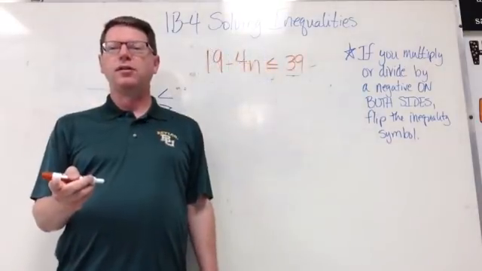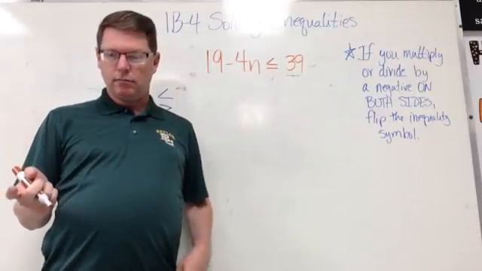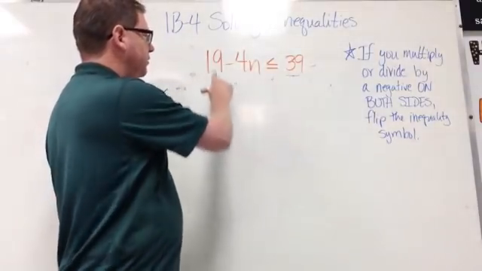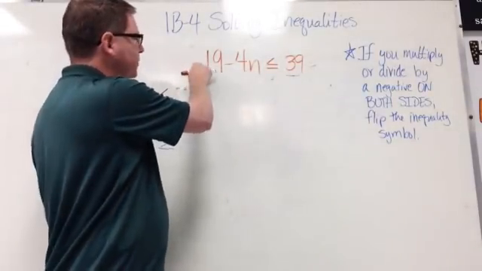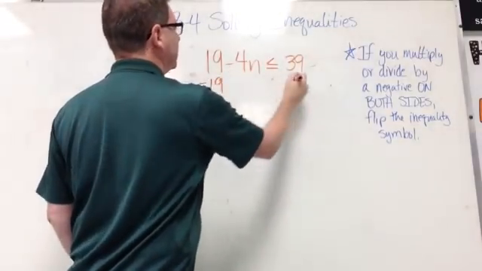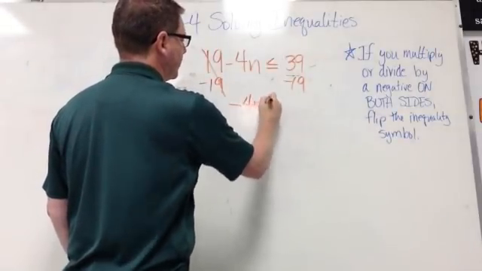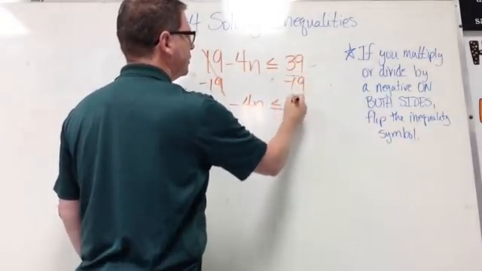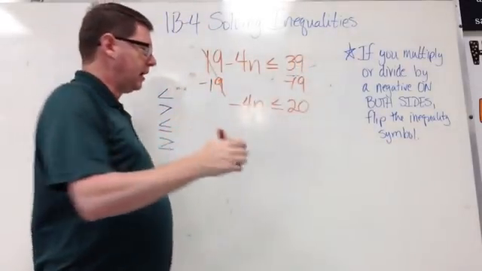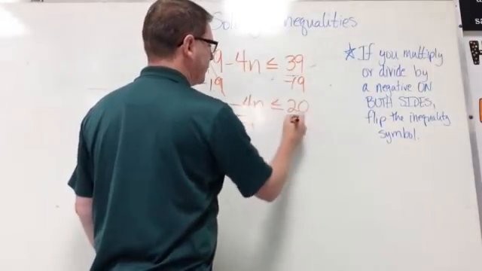Well, this next problem we're going to look at is 19 minus 4n is less than or equal to 39. We're going to solve it just like we do an equation. The first thing I really need to get rid of is that 19. Since 19 is positive, I'm going to subtract 19 from both sides. That cancels out, and I'm left with negative 4n is less than or equal to 20, because 39 minus 19 is 20. Now, I need to get n by itself, so I've got to divide both sides by negative 4.